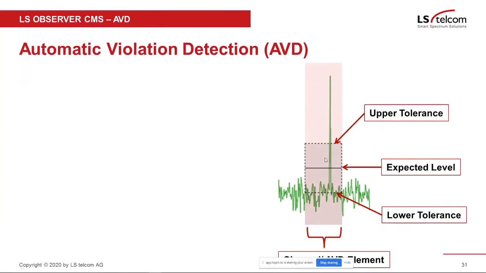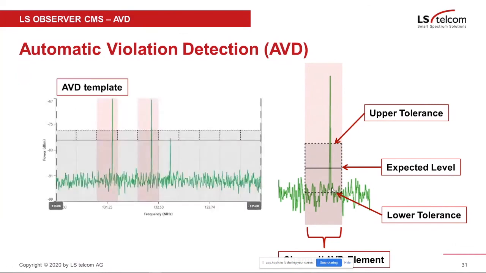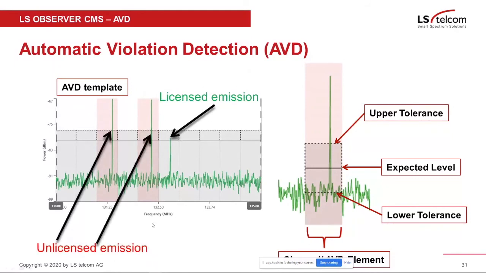For example, if it exceeds the upper tolerance, there may be something wrong. Even a license holder violates again his license condition, or there's interference. Or if it's below the lower tolerance, there's an emitter outage, you will immediately get alarmed from the system. And you do this not only for one channel, but for all channels of interest. So for example, for this frequency range here, it's called then an AVD template. And then you can see here, I call it license emission, and here two unlicensed emission because they violate again the upper threshold.